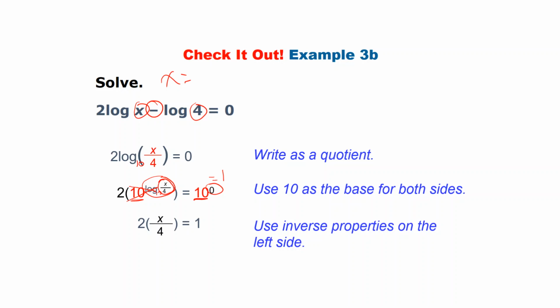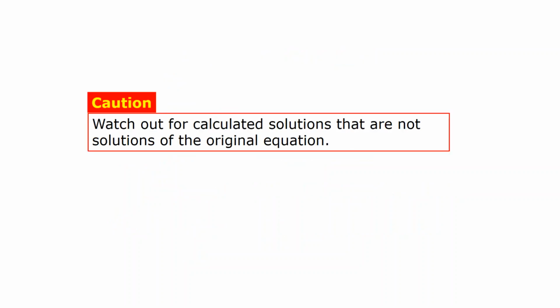And now that is a really easy problem to solve. We can simply multiply both sides by 1/2, and then multiply both sides by 4. And we end up with x equals 2. All right, so watch out for calculated solutions that are not solutions of the original equation. So you need to make sure you're always checking.